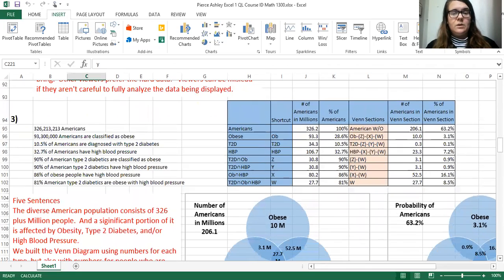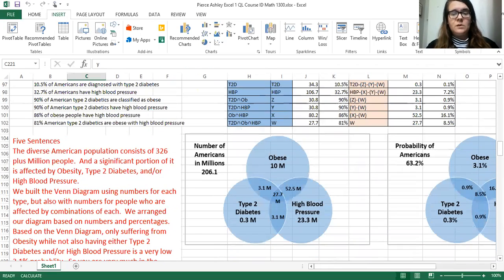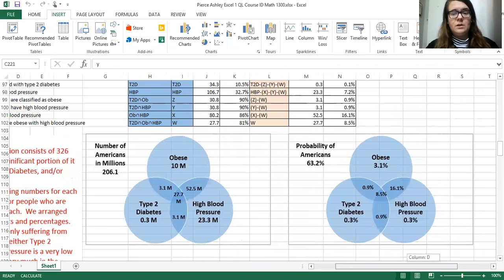All right, so then we're at number 3, the obesity and diabetes. There's that chart. Scroll over here so you can see all that.